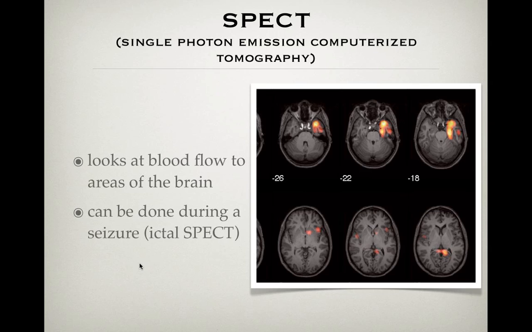Very similar is this SPECT, single photon emission computerized tomography. It's a high-tech radionucleotide. So again, you need an IV and inject this radioactive material, and this shows us blood flow. So areas where there's increased blood flow, and this was actually during a seizure, this is where the increased activity was. And again, this is the left temporal lobe.